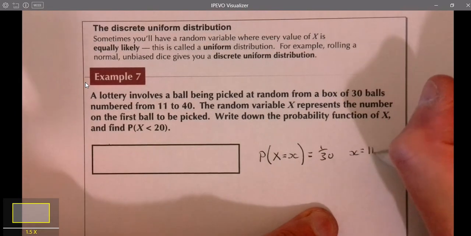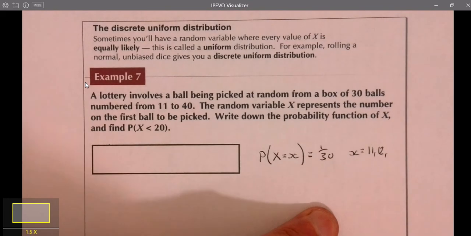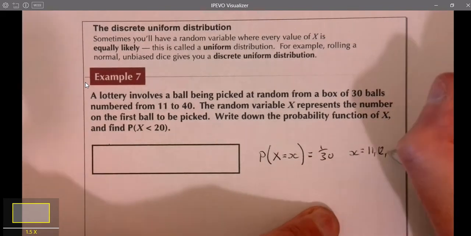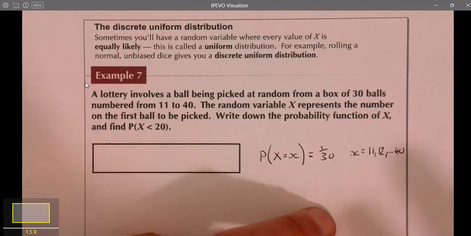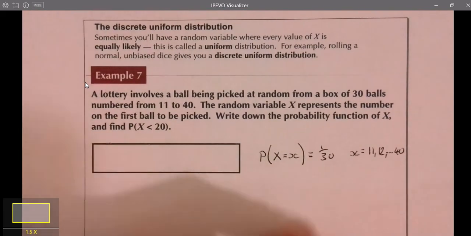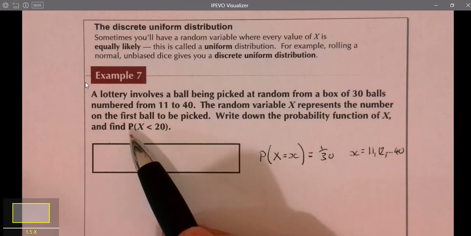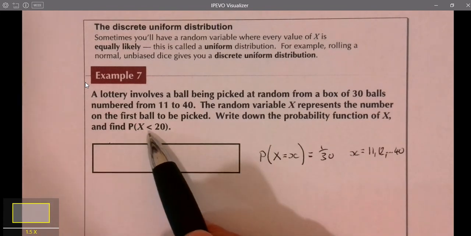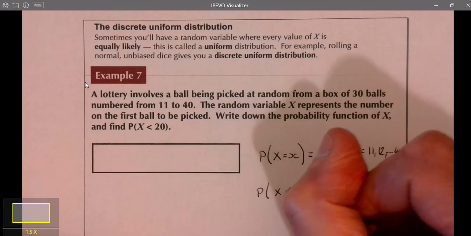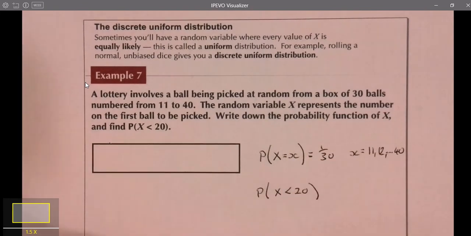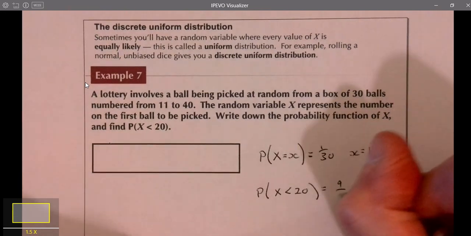It can be 11, 12. Oh, I don't want to write them all down to 40, do you? So let's cheat and do that. There you go. That seems sensible. Yeah, I think that's pretty obvious what that means. Okay, write down a probability function and, oh, wait a minute, nearly missed this. Find a probability that x is less than 20. So that's the probability of, so it's not including 20, so it's 11, 12, 13, 14, 15, 16, 17, 18, 19. I think you'll find that's 9 numbers, so 9/30, right?